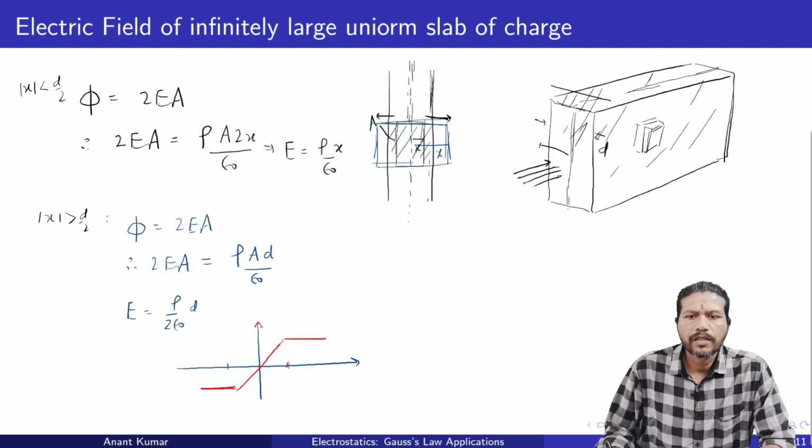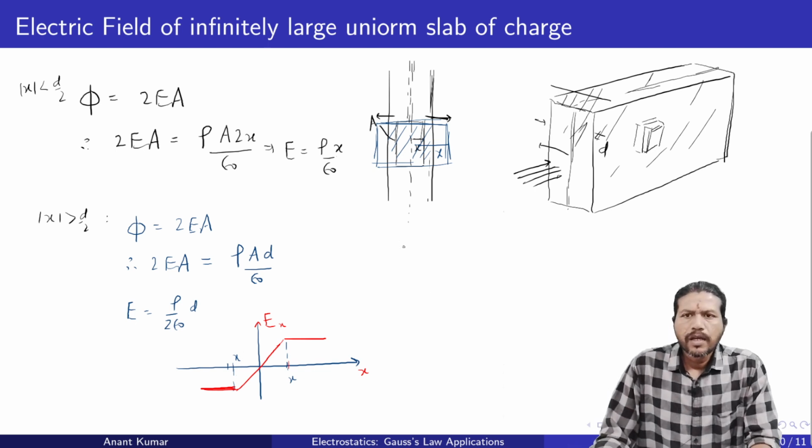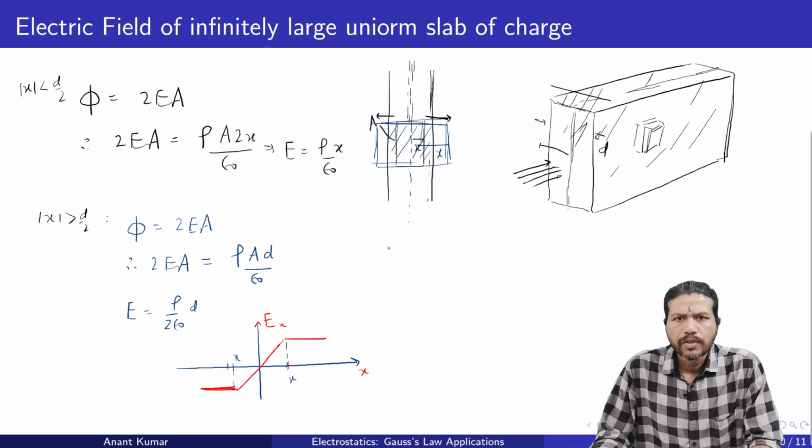This is the variation of the electric field with respect to the distance from the middle plane. In this case, our symmetry plane is the mid plane, and we are looking at the distance from that mid plane. So these are a few applications of Gauss law in order to obtain the electric field. I hope you will find it useful.